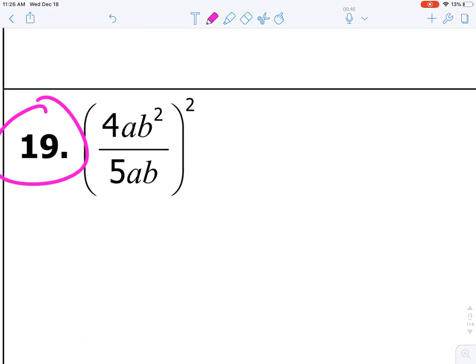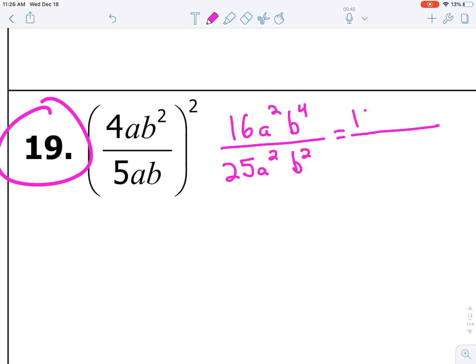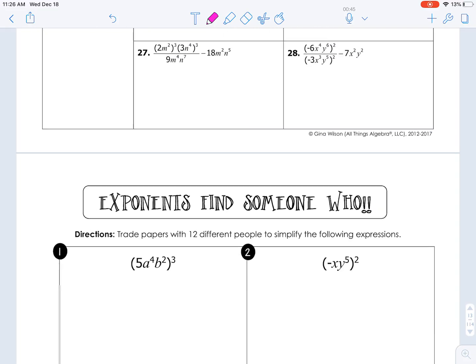Okay, this one's real similar, but I'll do it anyway. We got to square everything, so 4 times 4. a squared, b4, over 5 times 5. a squared, b2. 16 over 25, I don't think we can reduce that, so it just stays 16 over 25. And those go away. And then we have b2. And I think that's it, guys.